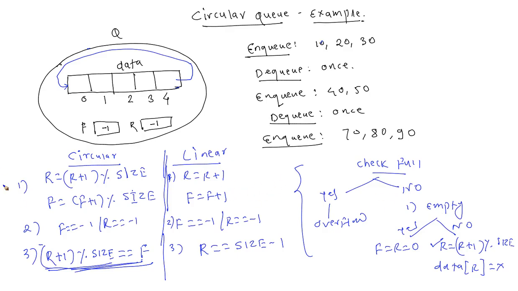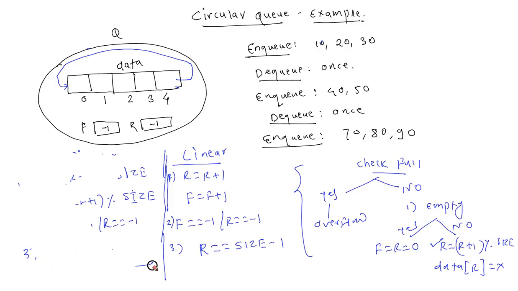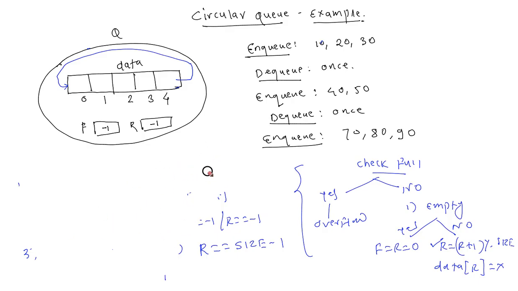Let me create some space here for doing these enqueue operations. First, enqueue 10. I'll check is the queue full. No, the queue is not full. The second question is, is the queue empty? Yes, the queue is empty. So what do you do? Set F and R to 0. Why 0? Because this is the first element, and it goes on the 0th location. So F and R will be 0, and insert 10 there.